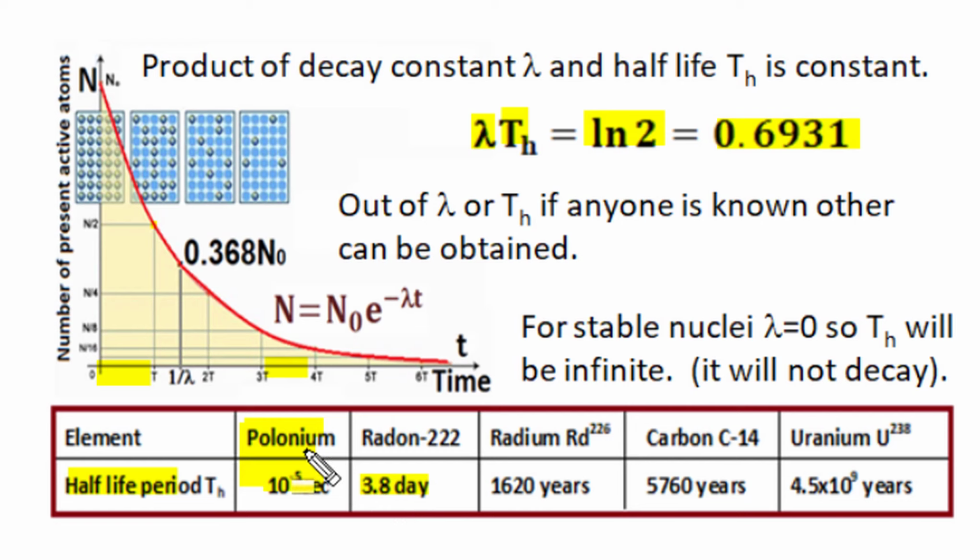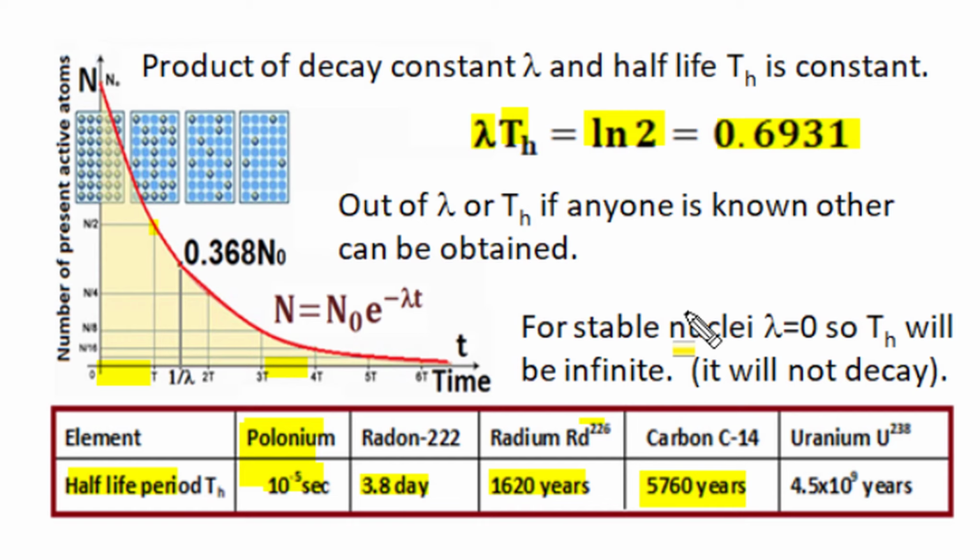So compared to polonium, its rate of decay is smaller as its decay constant is smaller. Radium-226 has a considerable half-life period, 1620 years. So in 1620 years, its present value will become half, whereas in carbon-14, the half-life is 5760 years.